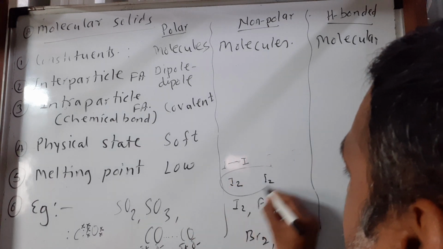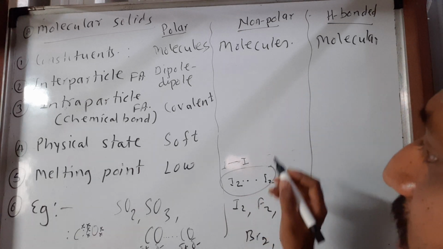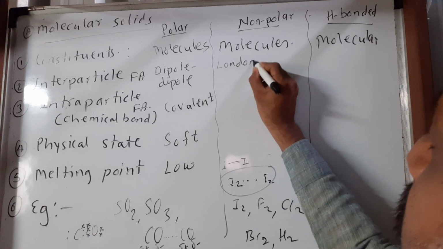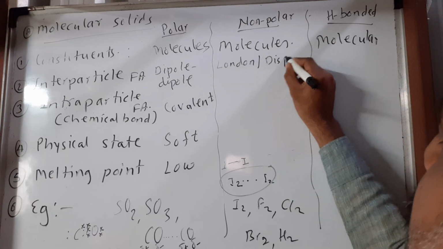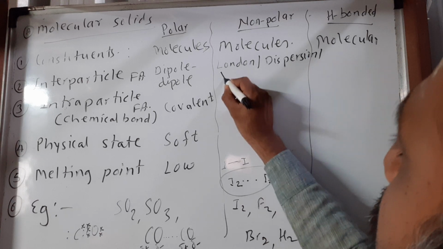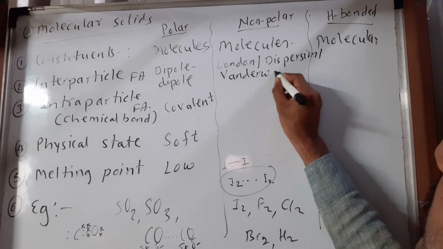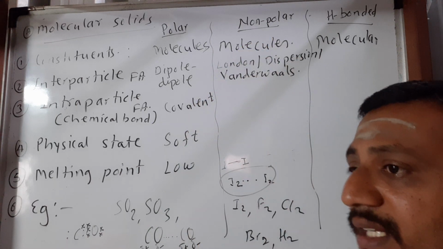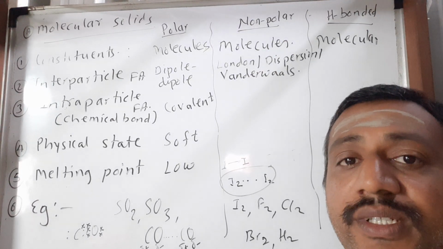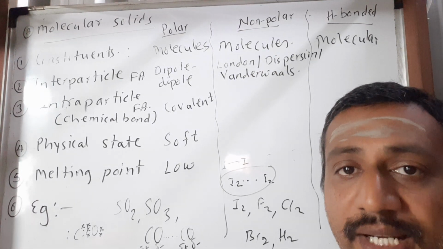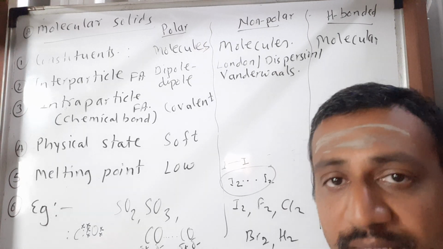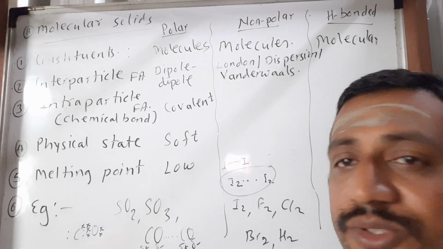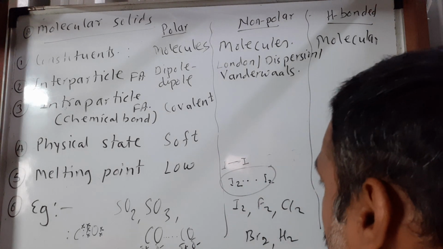So for example, say only iodine we have. Between two iodine atoms there is a certain force of attraction. That is not a chemical bond, but we call it the London force, or the dispersion force, which is also known as the van der Waals force of attraction. Fritz London was a scientist, and in 1932 he stated the existence of such physical forces of attraction. Those are the London forces, also known as dispersion forces. Van der Waals also stated the existence of these forces, which are also known as van der Waals forces.